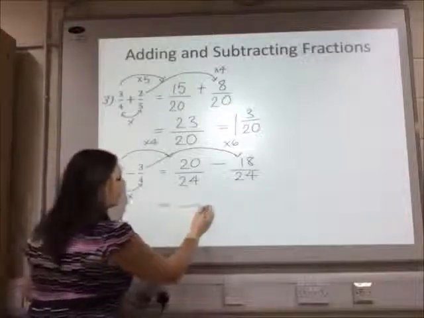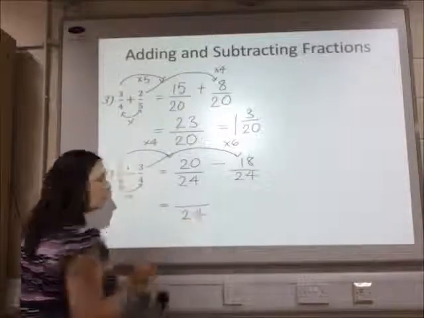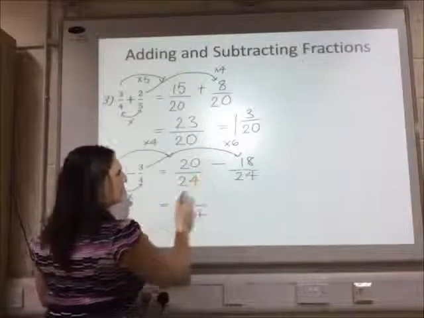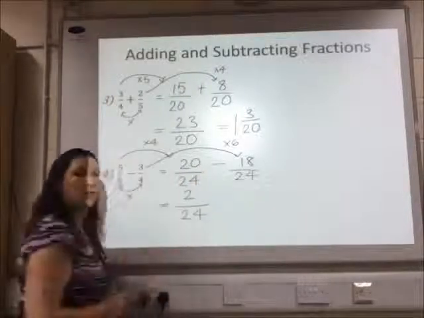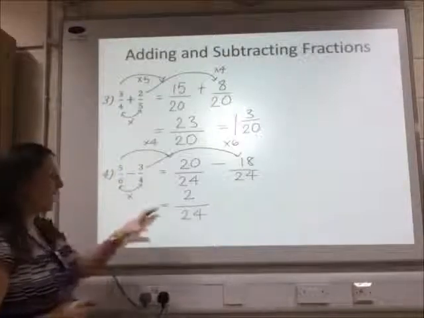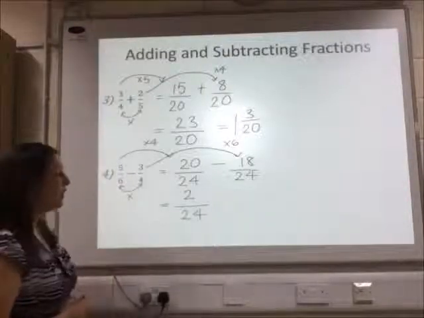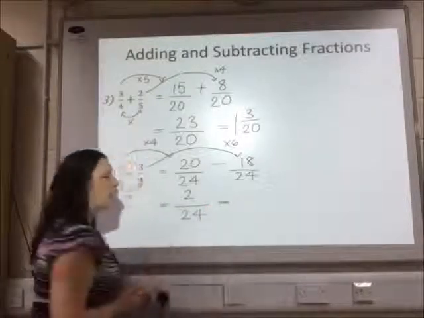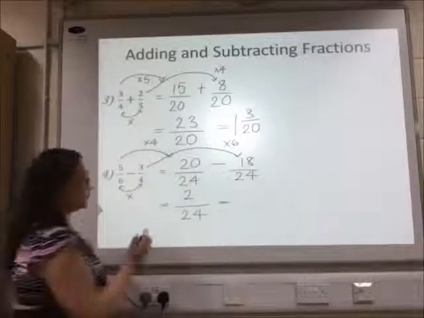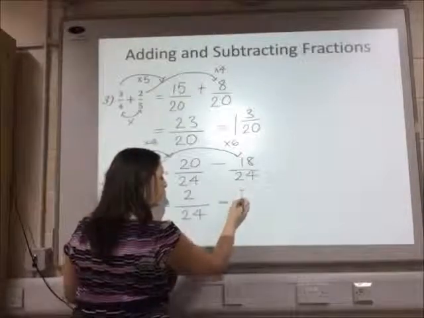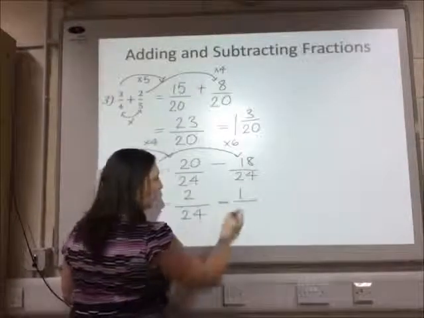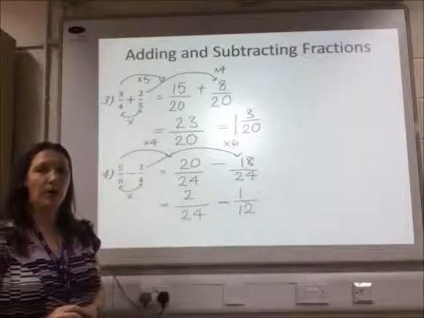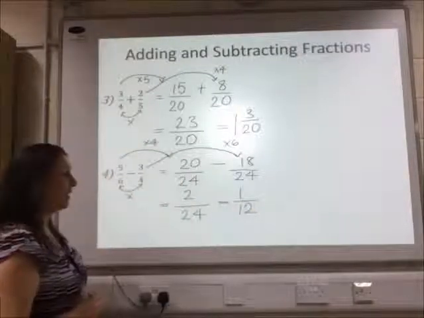Remember now, we leave 24 as our bottom denominator, and we take away across the top. 20 take away 18 will give us 2. We check now if this is in the simplest form. As both numbers can be divided by 2, then we can simplify this fraction. 2 divided by 2 gives me 1. 24 divided by 2 will give me 12. And 1/12 is our final simplified answer.